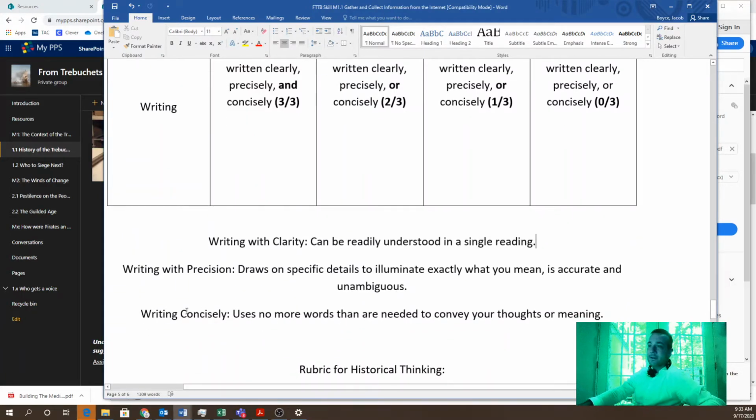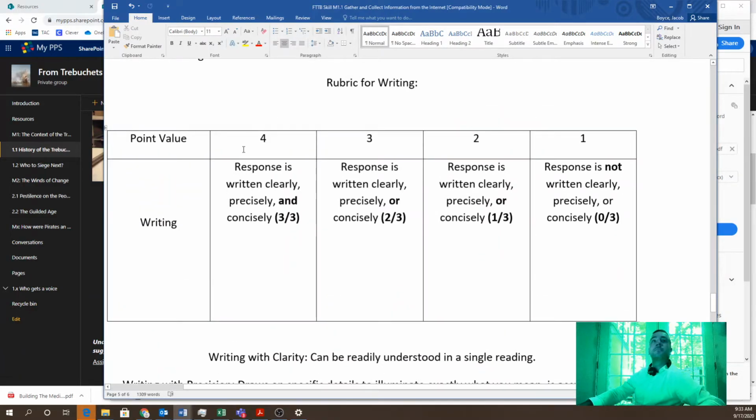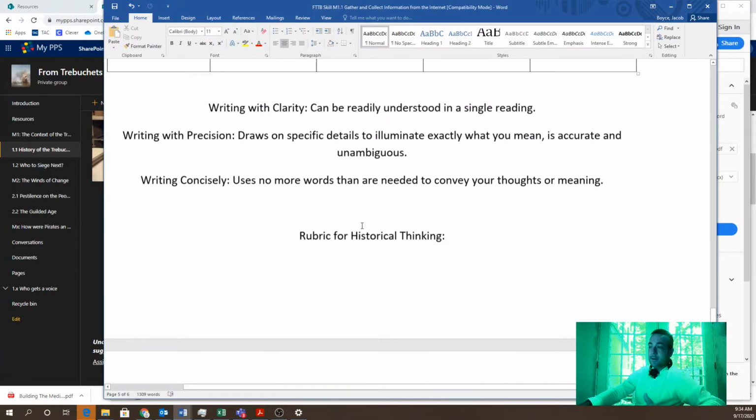And then writing concisely. Uses no more words than are needed to convey your thoughts and meaning. So the combination of precision and concision, writing precisely and concisely, are very important, because this is how you convey clear thoughts rapidly. So you have the rubric right up here that you can see, and I just need you to read through this and make sure that what you do lines up with it, or give yourself an accurate grade.